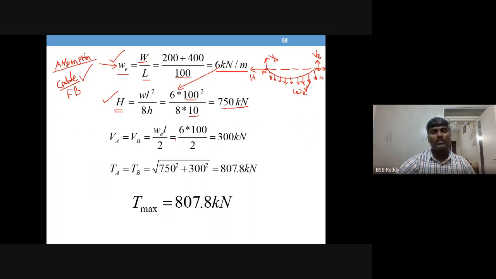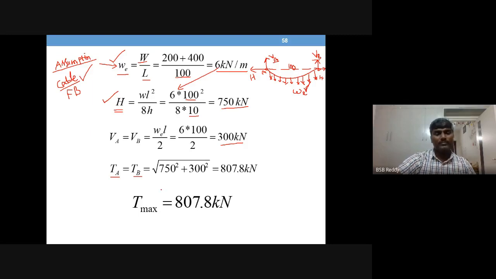So VA equal to VB equal to, this is UDL, so W into span, 100 by 2, is the reaction. VA is equal to VB because it is symmetric. So 6 into 100 by 2, that is 600, half of the value, 300, is the support reaction.